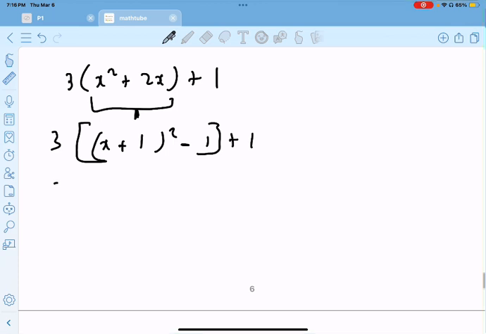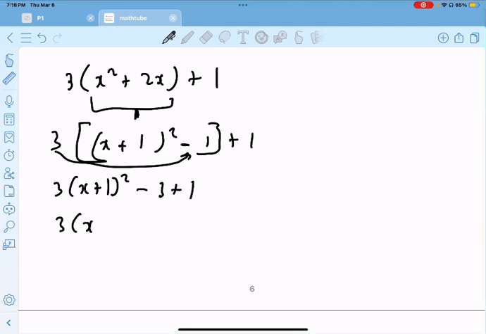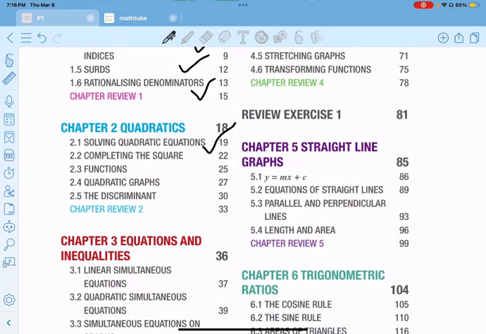So it's going to be 3 times x plus 1 squared. This 3 is going to come here, minus 3 plus 1, which is 3 times x plus 1 squared minus 2, okay? That's how we do that. That is how to complete the square. That's everything you need to know for completing the square.